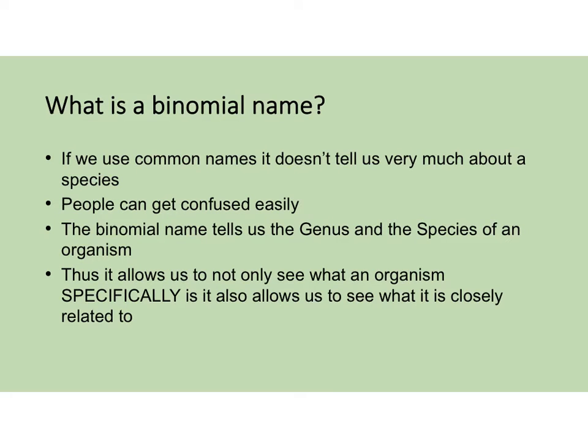So what is a binomial name? If we use common names to describe animals, it doesn't tell us very much about the species, and people can very easily get confused. So the binomial name tells us the genus and the species of an organism. Those were the last 2 categories in the list. So it allows us to not only see what organism specifically it is, it also allows us to see what it is closely related to.